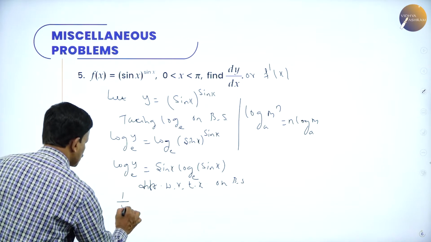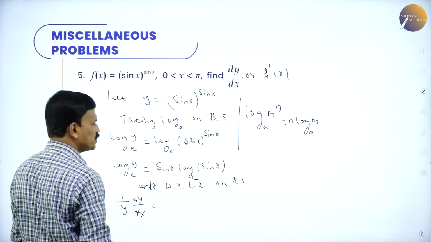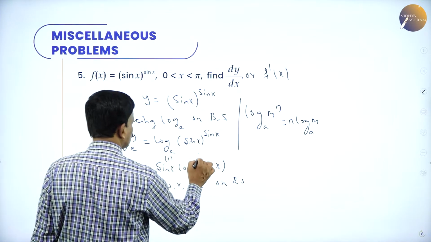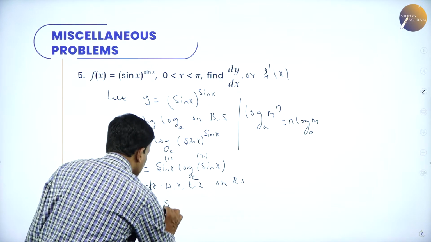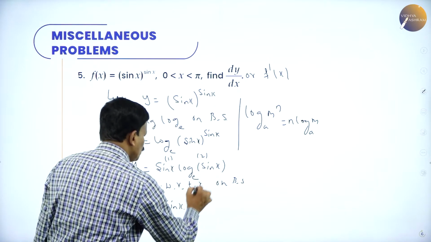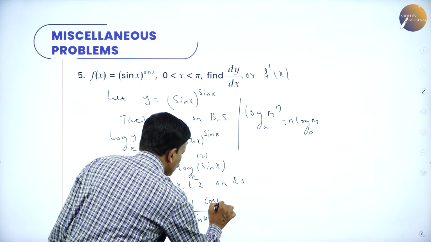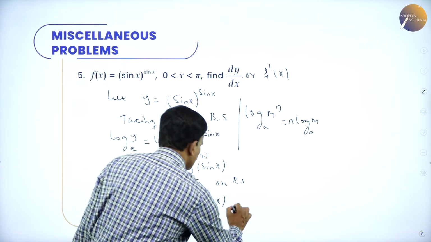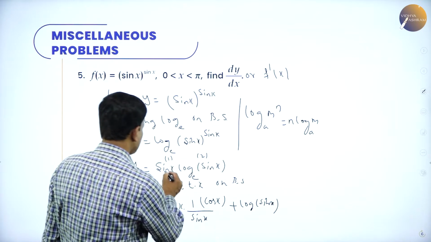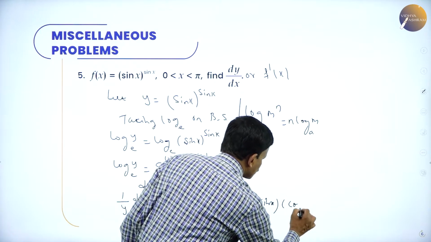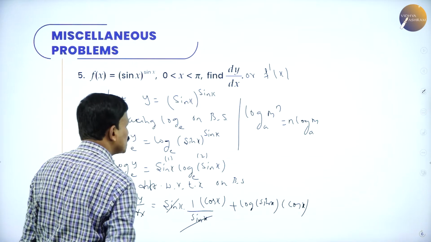Differentiation of log y is 1 over y dy by dx is equal to, this can be differentiated using the product rule, two functions, product rule, UV method. First function sin x into, differentiation of log x is 1 over x, 1 over sin x into d by dx of sin x is cos x plus second function constant log of sin x into differentiation of sin x is again cos x. Now cancel the terms which get cancelled. Here one sin x and sin x get cancelled.